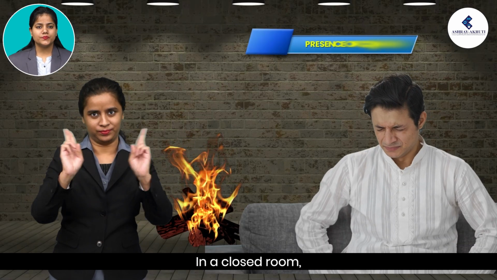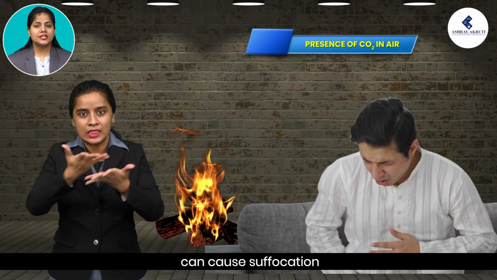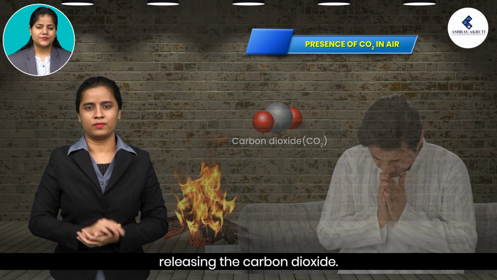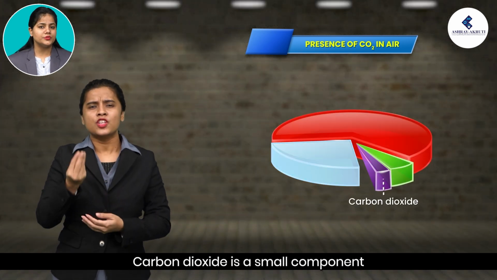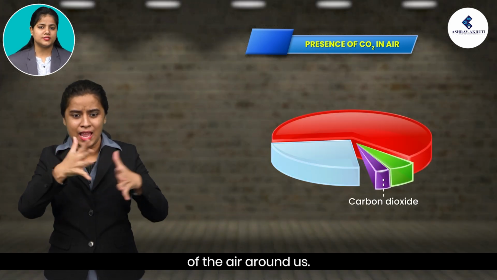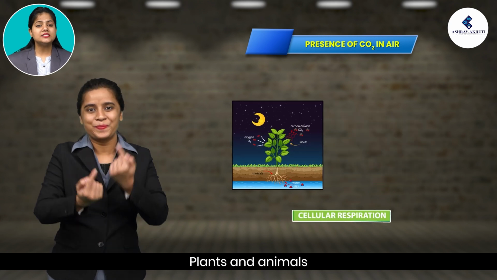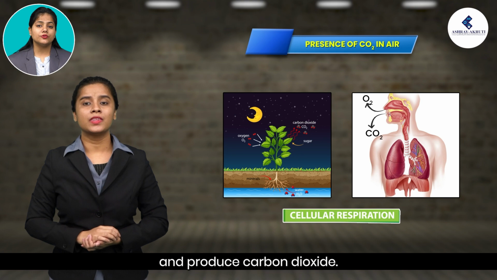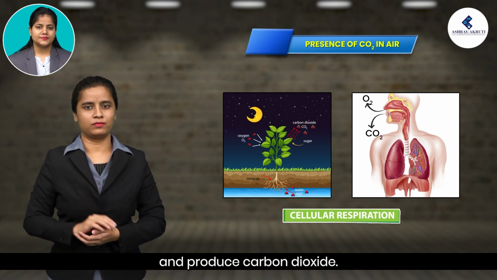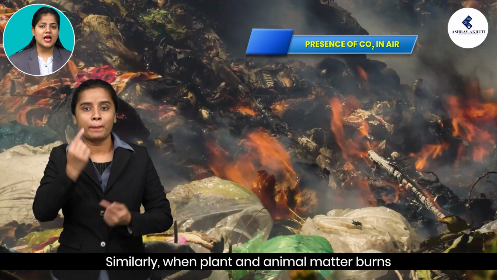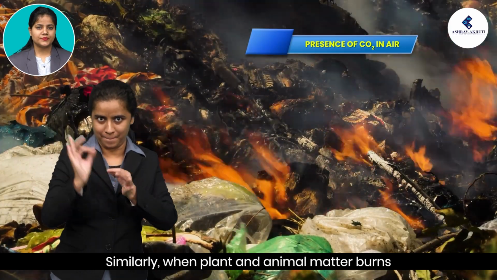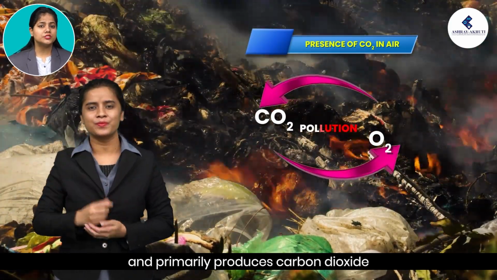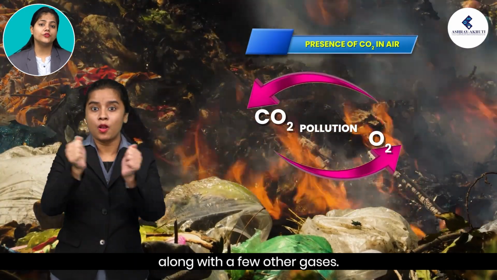In a closed room, a burning substance can cause suffocation, releasing the carbon dioxide. Carbon dioxide is a small component of the air around us. Plants and animals use oxygen for respiration and produce carbon dioxide. Similarly, when plant and animal matter burns, it consumes oxygen and primarily produces carbon dioxide along with a few other gases.